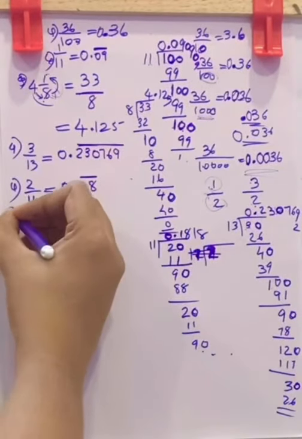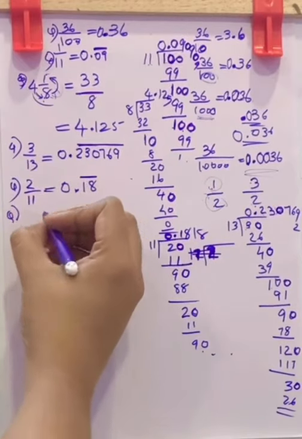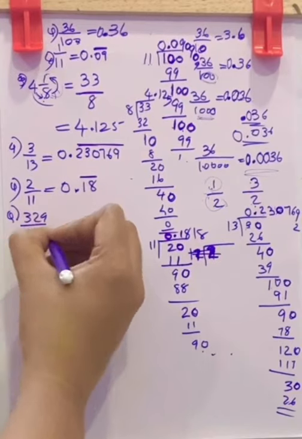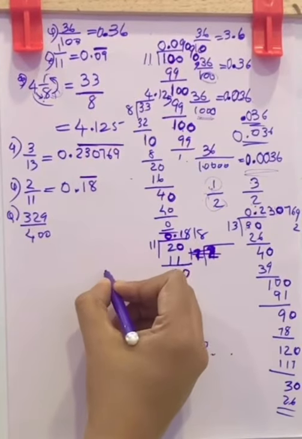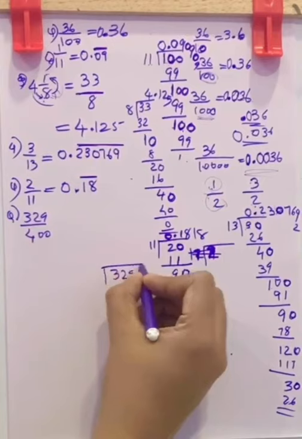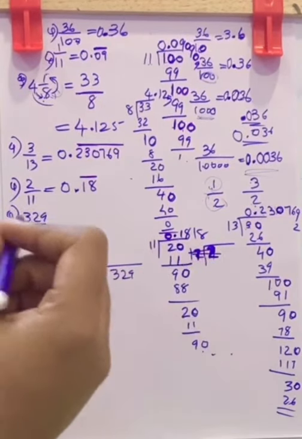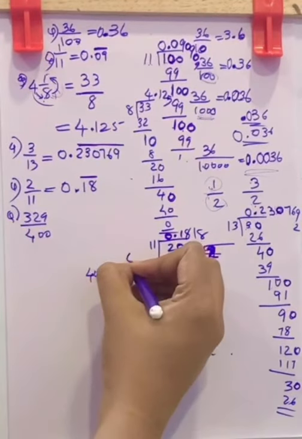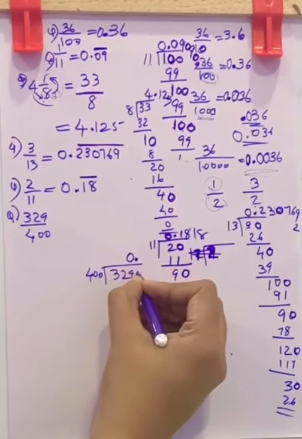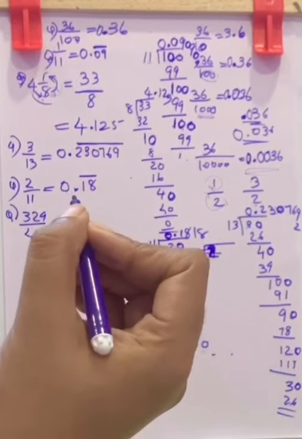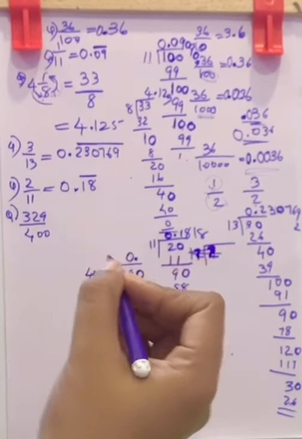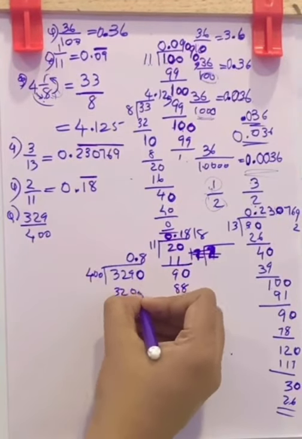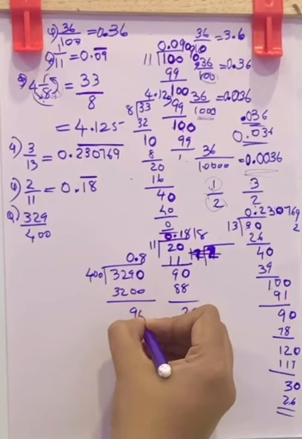Now next question is 329 by 400. Now that is 329 is dividing with 400. In 329 you can't divide it with 400 because it is smaller number. So put a 0 here, put a point. Now put another 0 here. In 3290, 400 goes 8 times. The answer is 3200. Balance is 90.